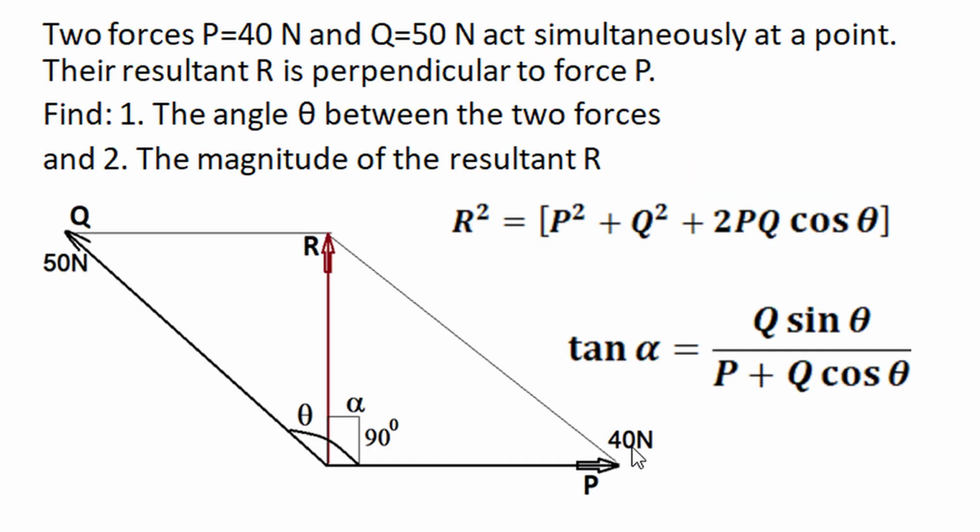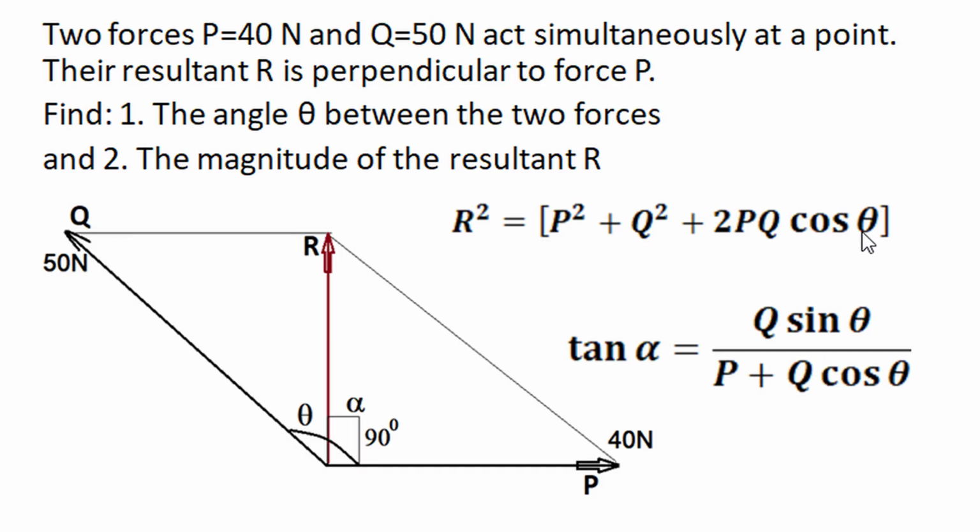Two forces P of 40 Newton and Q of 50 Newton act simultaneously at a point, and their resultant R is perpendicular to the force P. We have to find out the angle between the two forces P and Q and the magnitude of resultant. Now here the magnitude of resultant is given by this relation, and apart from the values of the two forces P and Q, we need the angle between the two forces, which is not known in the problem.